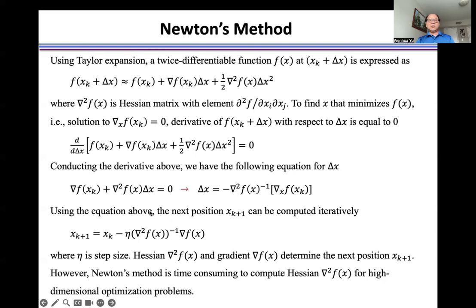Using the equation above, the next position x_{k+1} can be computed iteratively in this formulation, where mu is a step size. The Hessian and the gradient determine the next position x_{k+1}. However, Newton's method is time-consuming to compute the Hessian for high-dimensional optimization problems.